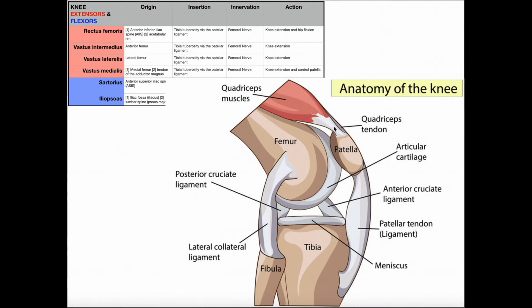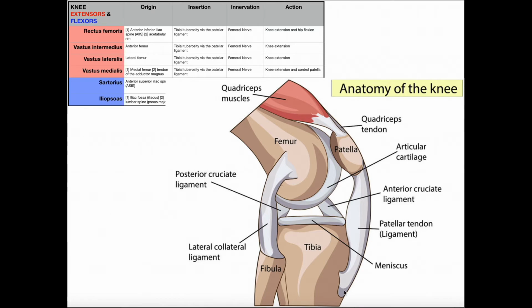Sometimes they'll refer to this whole thing as the patellar tendon. Sometimes they'll call this the patellar tendon, so it gets really confusing. But basically what you need to understand is that the patella connects to the quadriceps muscles via a tendon, which technically is the quadriceps tendon or the patellar tendon. And then the patella connects to the tibial tuberosity via a ligament. And so it would be more correct to call this the patellar ligament down here.